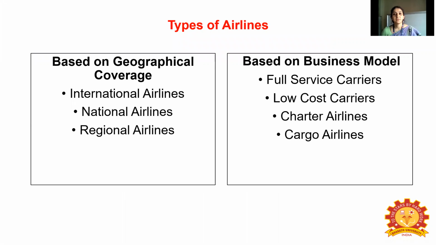So we have two basic classifications. One is based on geographical coverage, and the other one is based on business model. Based on geographical coverage, we have international, national, as well as regional. But while talking about the business model, we have four categories: full service, low cost carriers, charter airline, and cargo airline.